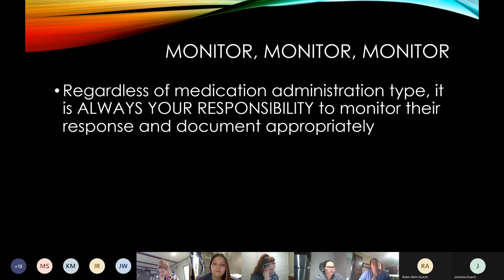All right. Monitor, monitor, monitor, regardless of your medication, how you're giving it, why you're giving it, all of that. It is always your responsibility to monitor their response and document appropriately. That's always, always a priority, is to monitor, assess, and document. That is it for that PowerPoint.